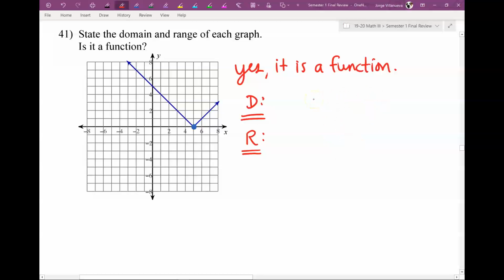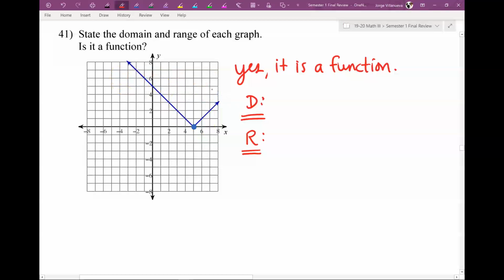But it says, state the domain and range of each graph, and then is it a function? So to figure out if something is a function, you're going to want to do the vertical line test. So notice every time I draw a vertical line, the red line only touches it one time per line, right? So since it passes the vertical line test, then yes, it is a function.